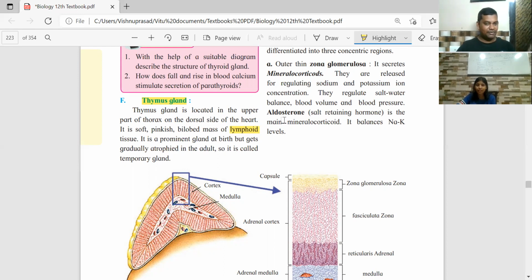But at the same time, you have to remember it is said to be a temporary gland. Right from birth, this gland is very prominent. But as the person goes towards adulthood, it undergoes atrophy, that means it starts degenerating. That's why it is a temporary gland. It is not there throughout life. So this can be a very interesting question: dash is a temporary gland in the body.